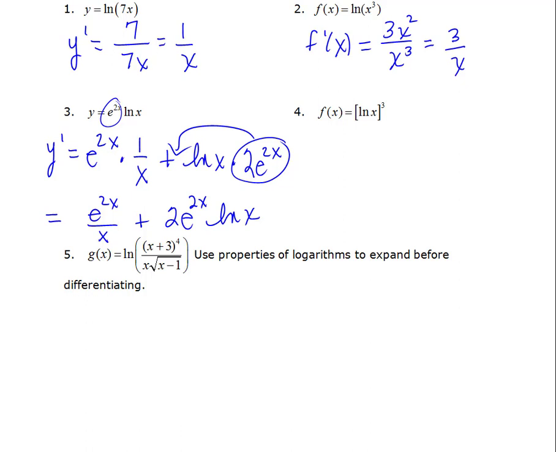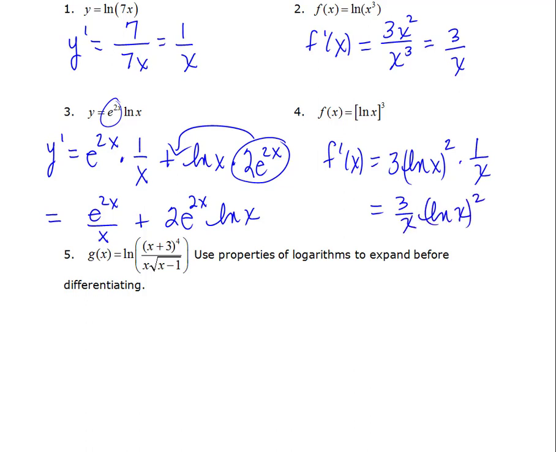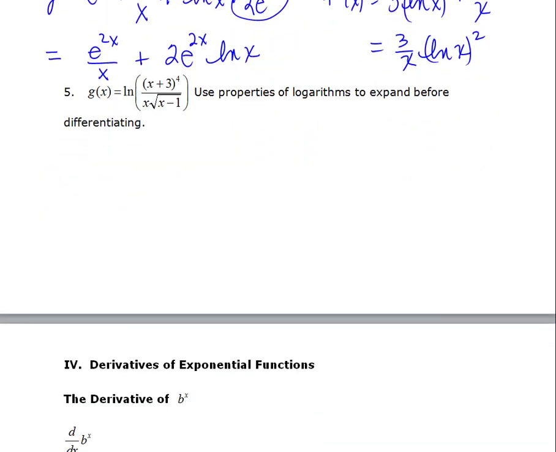All right, the last, number 4, this is not a problem where you can rewrite the expression. Remember, u is the natural log of x here, so f prime of x is going to be 3 times the natural log of x, in parentheses squared, times 1 over x. And so I'm going to get 3 over x times the natural log of x squared.